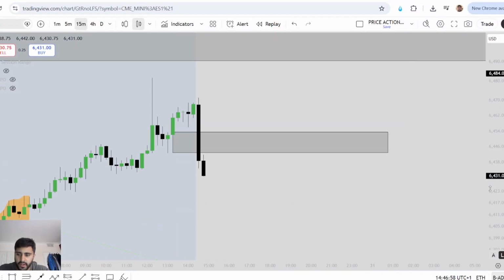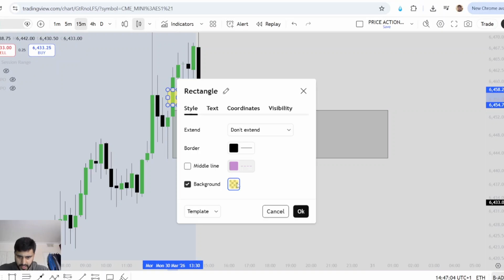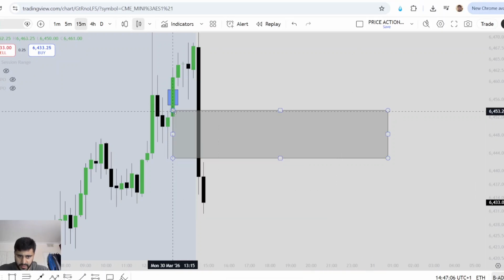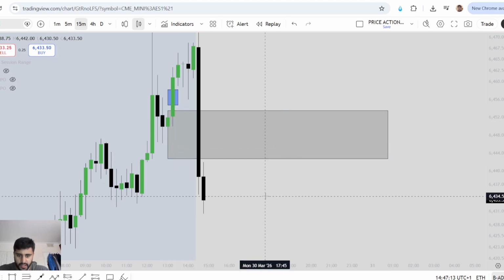So how do I find my key levels? Very simple. I take the 50-minute, so there's a 50-minute fair value gap here. There's the imbalance, and what I'll do is take the candle before. This is the candle before, and this is going to be my key level. So I'm going to mark that up just like this.